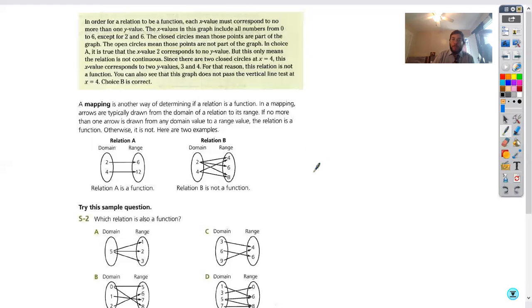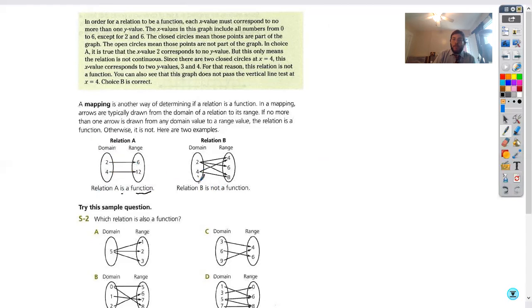Here are two examples. So if we look at relation A, notice how each domain value, 2 and 4, only has one arrow coming from it there. So since each domain value only goes to one range value, it is a function.